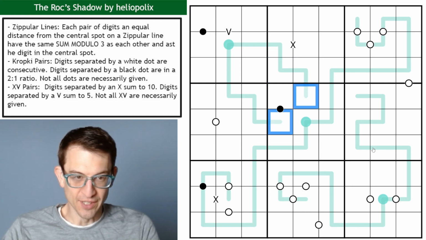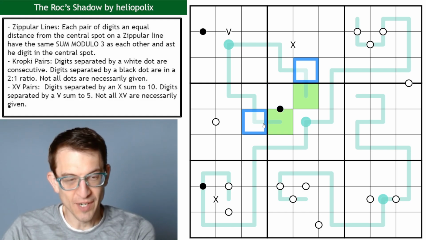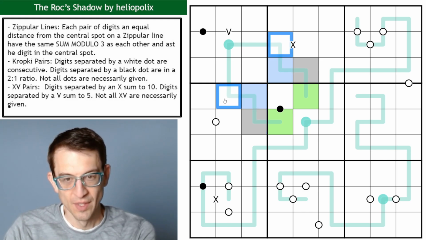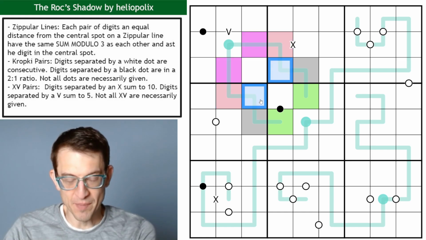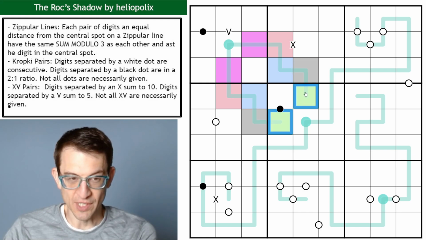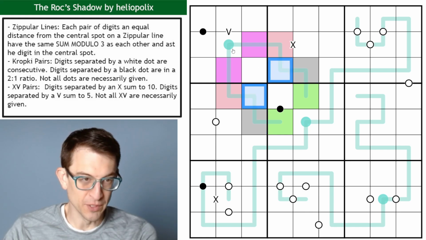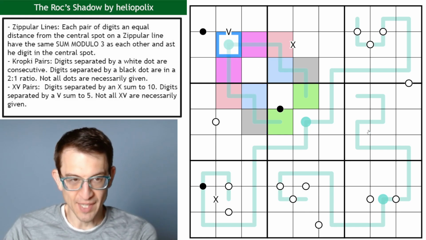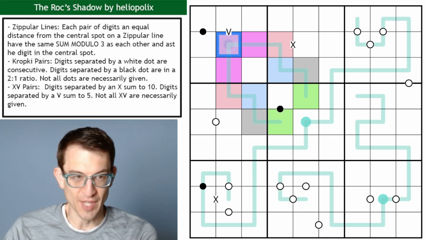So I could color these, say green, and maybe these will be gray, blue, peach, and pink. Each pair, if I sum them together, if this were a regular zipper line, these will all have the same sum as each other. So the greens would sum to the same number as the grays, the same number as the blues. And that would also be the same as the digit in the center if there was a single digit in the center. So I call that purple.